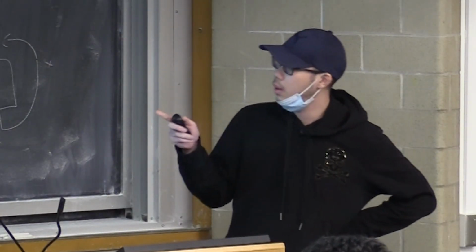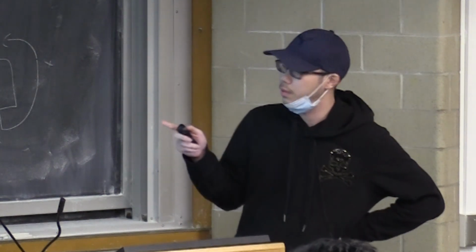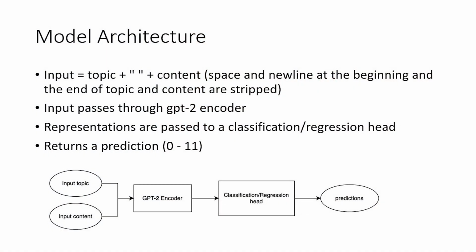For our model architecture, it's a GPT-2 fine-tuned model. The input is the combination of the topic and the content. The tokenized input is passed through the GPT-2 encoder to output the representation. Finally, the representation is passed to a classification or regression head, and the entire model returns a prediction between 0 and 11.